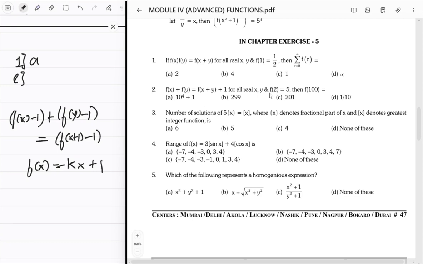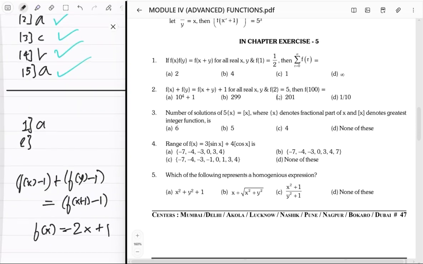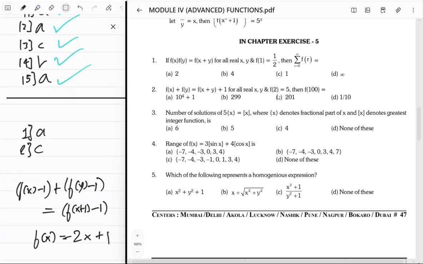And what they are saying is f of 2 is equal to 5. So 2k plus 1 equal to 5. K must be 2. So it's really just 2x plus 1. Then f of 100 is 200 plus 1, 201, which is C. Next question. Third.